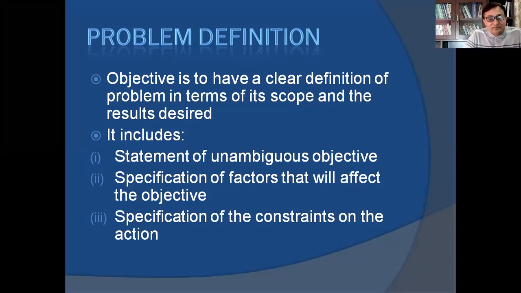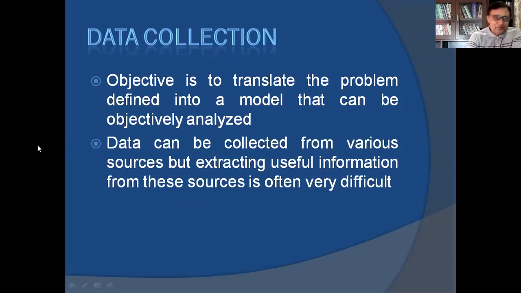Secondly, specification of the factors that will affect the objective needs to be defined. Factors affecting may be raw material, labor, or time constraints available on the machines. So specification of the constraints on the action should also be defined. So the second step is problem definition. Our problem here is to define the objectives clearly, define the constraints clearly, and define the conditions clearly so that we can fit in the model which we can use.